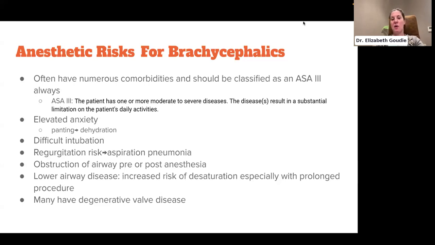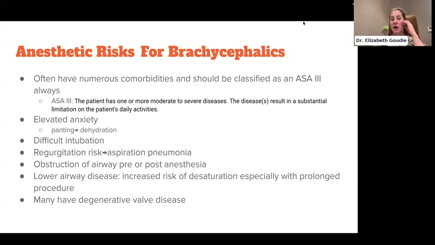And then obstruction of the airway pre or post anesthesia, any kind of edema, irritation as you intubate these patients, often that is enough to cause increased edema. And a lot of times these guys will need a much smaller ET tube, a half size to one size smaller if you have to re-intubate them. I often will use some Dex SP.